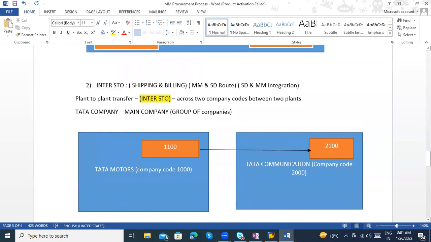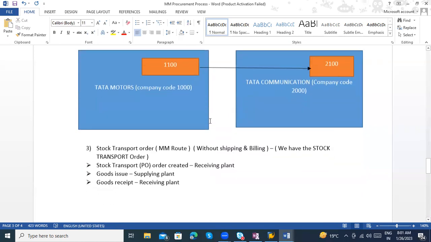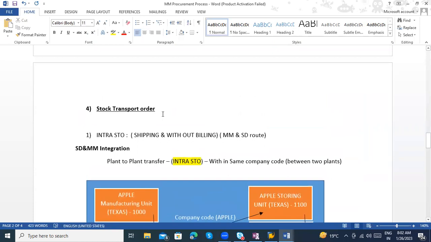So there should be some registered office, a registered branch and a registered office, everything, right? Exactly. So this is the stock transporter process. Totally, in the stock transporter, we have 5 different processes.